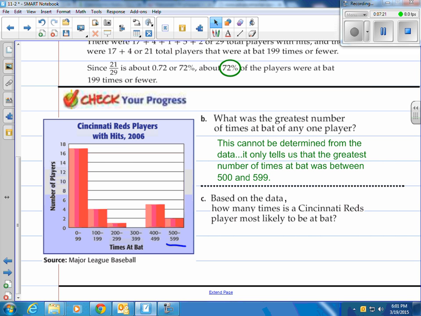All right, how about C? Based on the data, how many times is a Cincinnati Reds player most likely to be at bat? Most likely to be at bat. Well, that one I can tell you, because which one seems to be the highest? It's this one right here. So I would say, based on this data, between 0 and 99 times is what you would expect the Cincinnati Reds player to most likely be at bat.